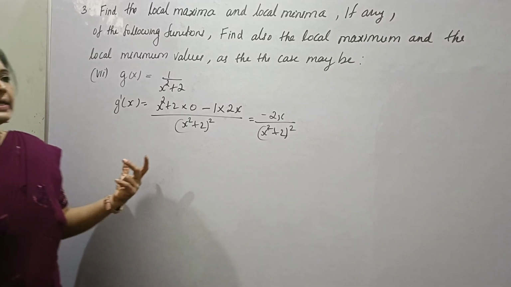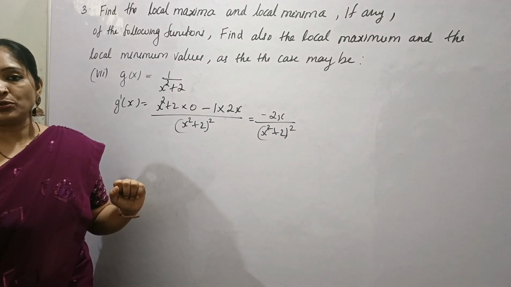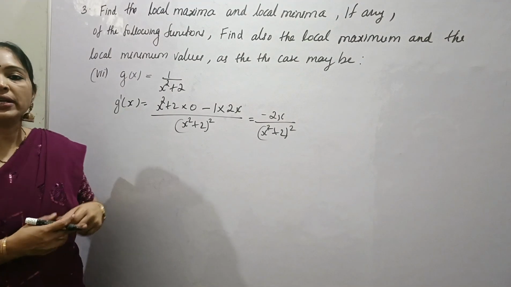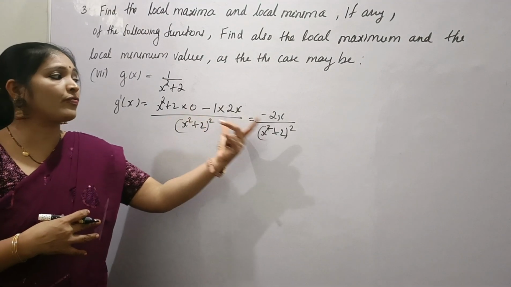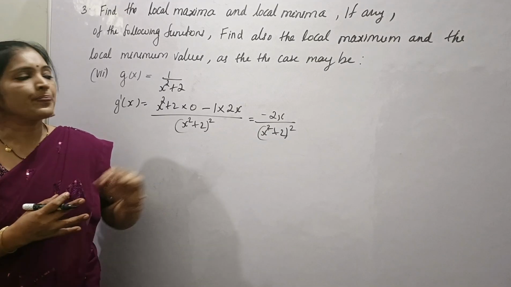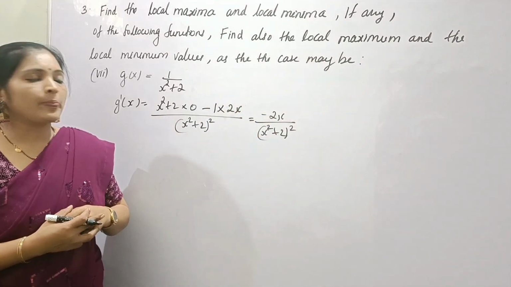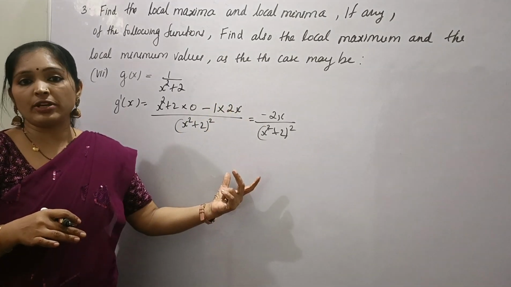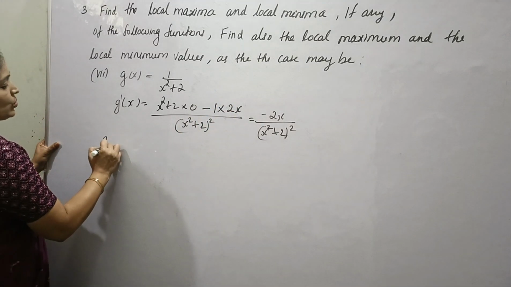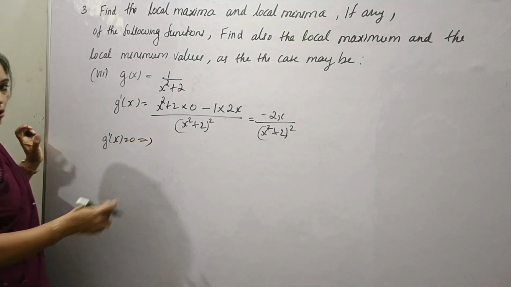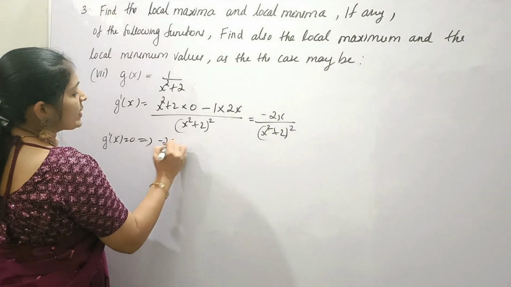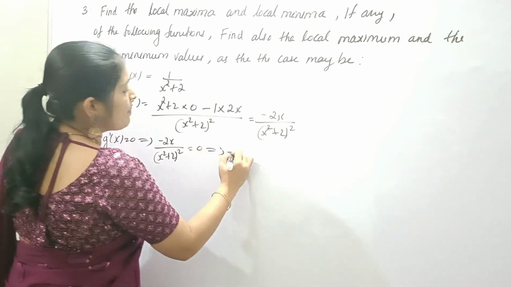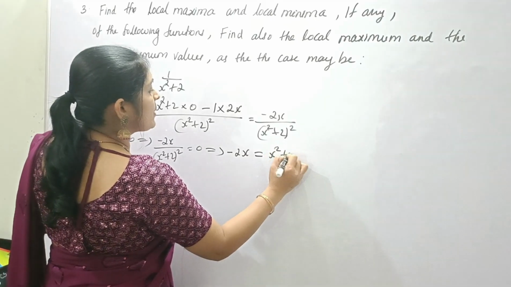Okay, so here it is better to apply the first derivative test. Why? Because for the second derivative test we have to find g double dash of x, that is the second derivative of this function, right? It's a little complicated, because we have minus 2x by x square plus 2 whole square, so we have to find the derivative. So it is better to apply the first derivative test. Okay, let's try. So g dash of x is equal to 0 implies, to find the critical points, minus 2x divided by x square plus 2 whole square is equal to 0. That implies minus 2x is equal to x square plus 2 whole square.